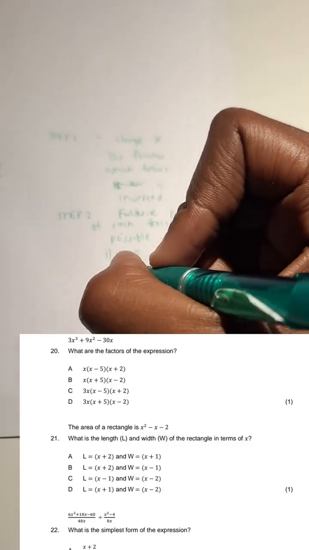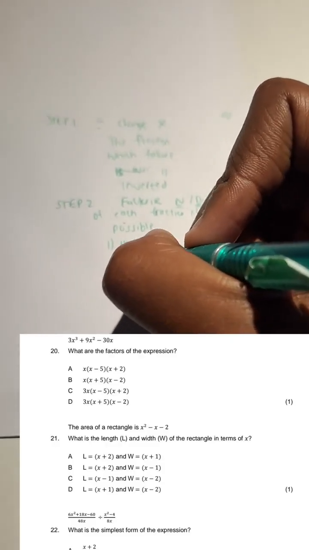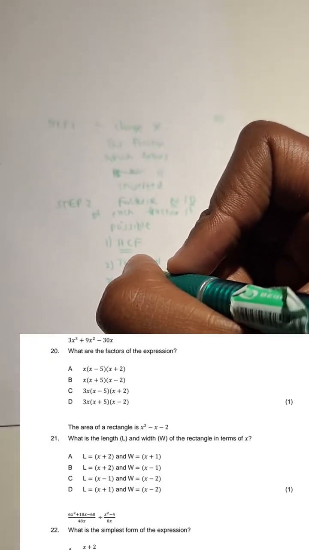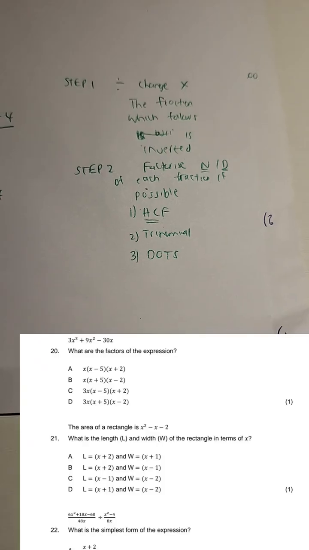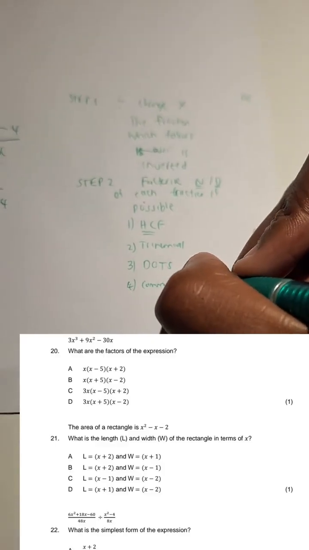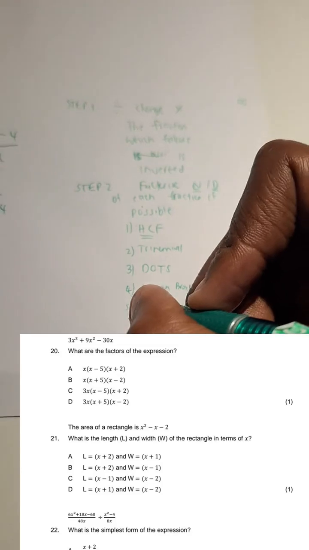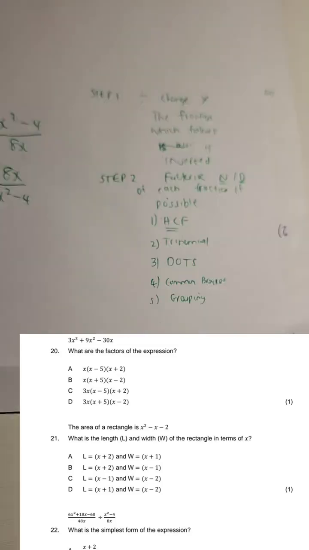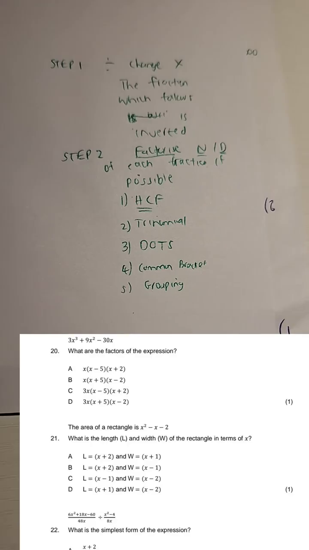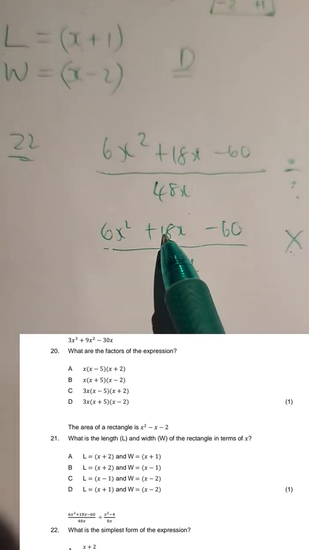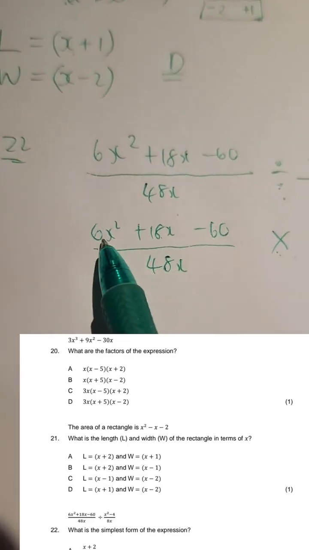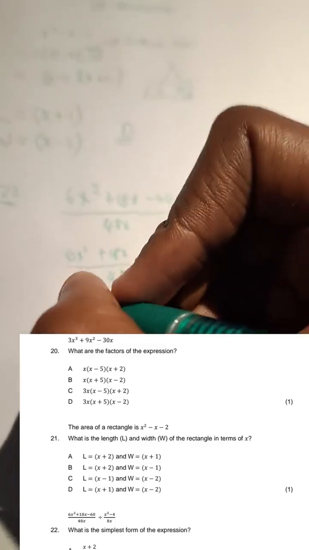Then obviously there are other types of factorization: trinomial quadratic factorization, difference of two squares factorization, taking out the common bracket, and grouping factorization. So we have these varying types of factorization methods that need to be well known by us. If we come here, we can clearly see that in 6x squared plus 18x minus 60, there is a highest common factor that we can take out.